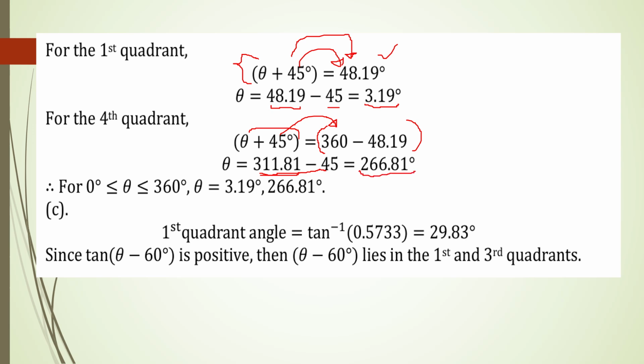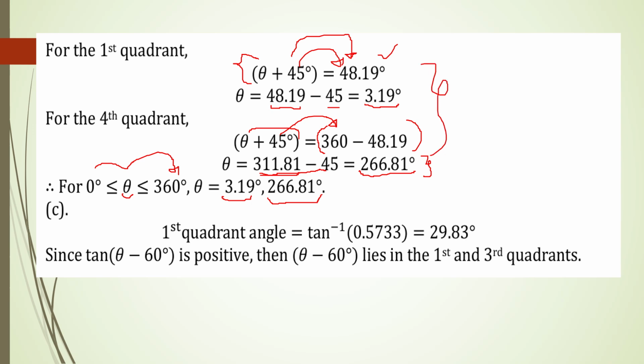The actual answer for angles must be to 2 decimal places. So we make a conclusion that, therefore, for theta to lie between 0 degrees and 360 degrees, the two angles must be 3.19 degrees and also 266.81 degrees. And that was the final answer.